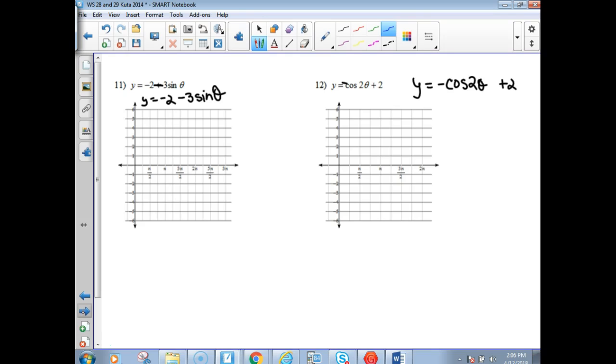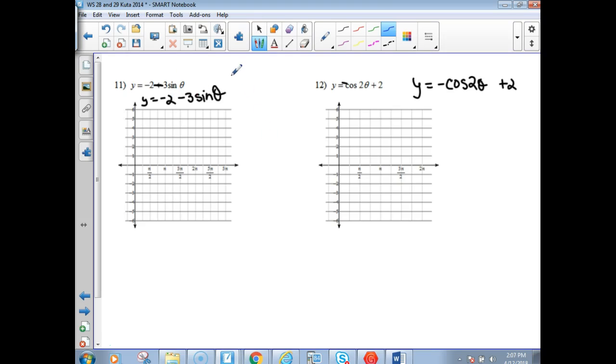Does anybody want to look at either of these? Or do you have certain questions on 28 you'd like me to cover? And then I do want to go to 29 and do a few. Do one of these? All right.